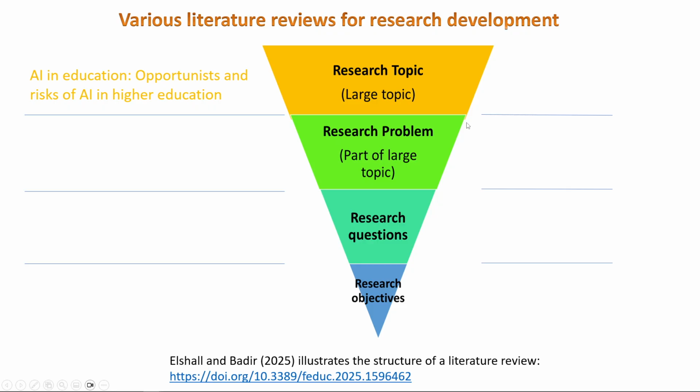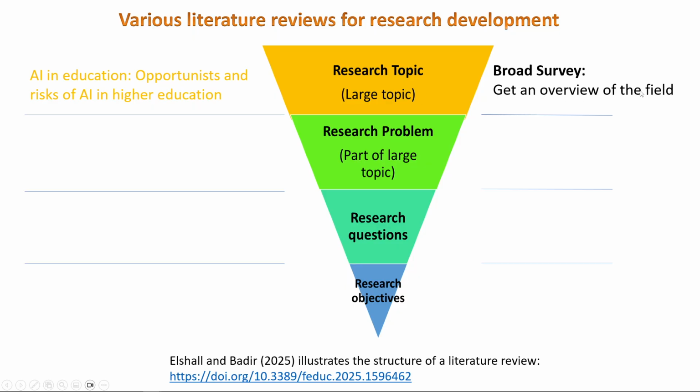Here is another example. The previous example was for the water student. This example would be for civil engineering, construction management, computer science, and other students. So here, this is about AI in education. AI is invading higher education, so that would be our large topic: opportunities and risks of AI in higher education. That would be a broad survey to get an overview of the field.